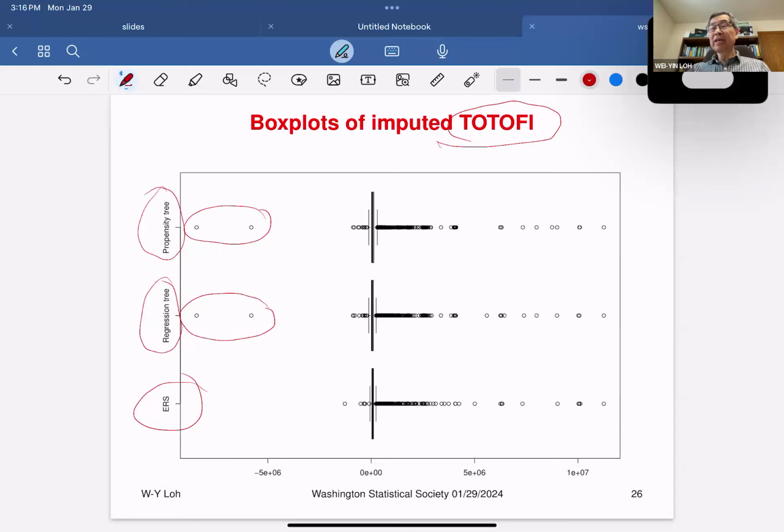How come? You see, the way ERS does it, they are just taking the observed total off-farm incomes and imputing them with the observed off-farm incomes. So they never get outside the range of the observed total off-farm incomes. Why is it that the regression tree methods can get you things outside the observed? That's because this variable has 10 components. So we impute each component, all right? And if a farmer actually has a loss, some of the components may be very small or negative, and sometimes they are missing.